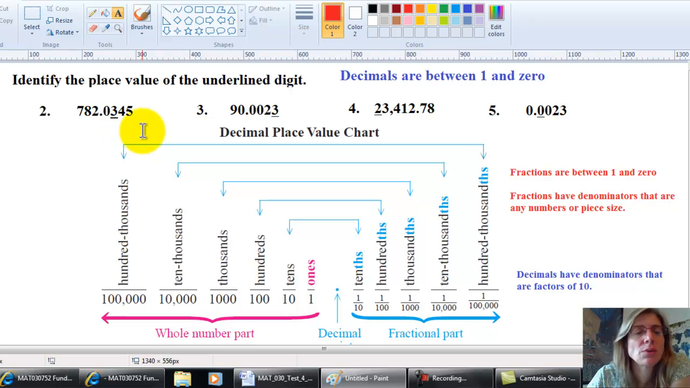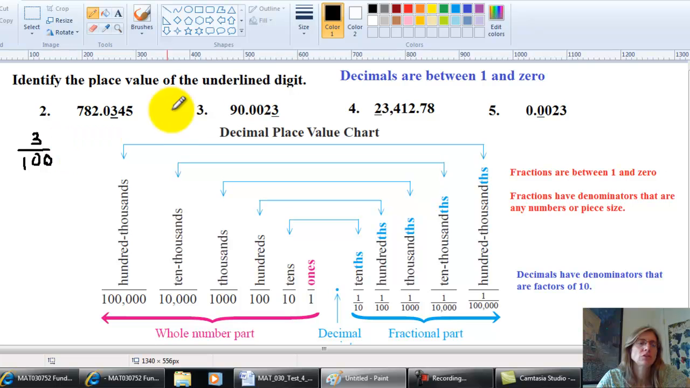So let's look at how we identify the place value. This number is 782, and then there's a decimal point, and then it has 0, 3, 4, 5. It looks like they want us to identify that underlined number. So we go to our decimal point, and we go 2 places over to the right, and we look at that place value: tenths, hundredths. So the place value of this 3 is 3 hundredths. It's a fraction, 3 over 100.